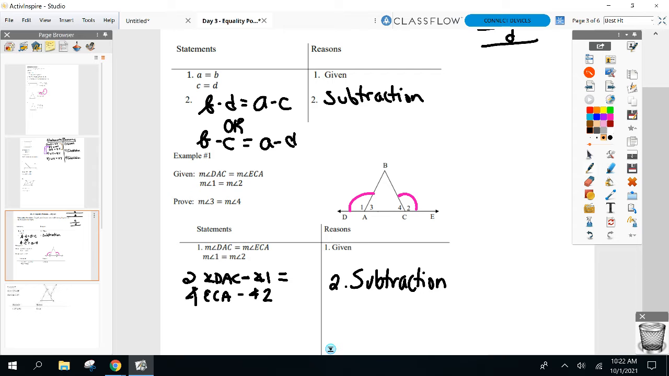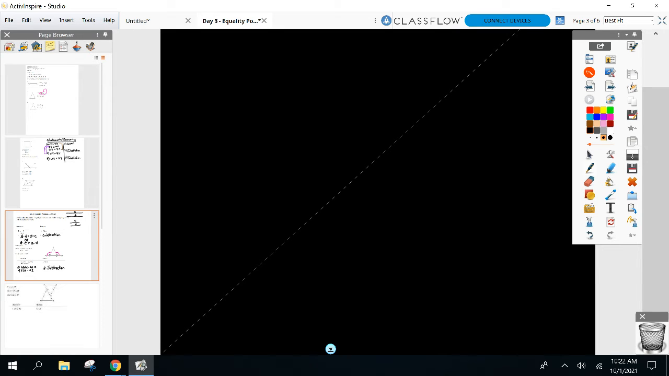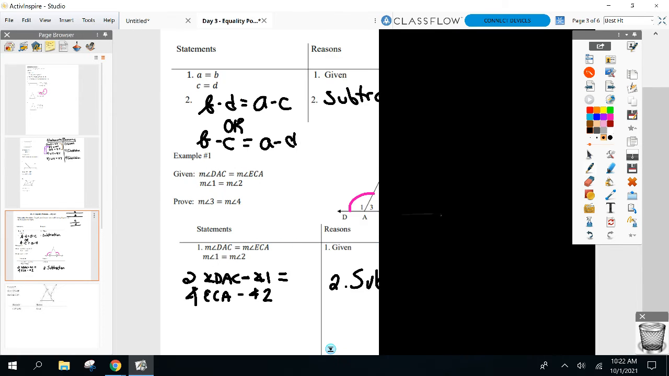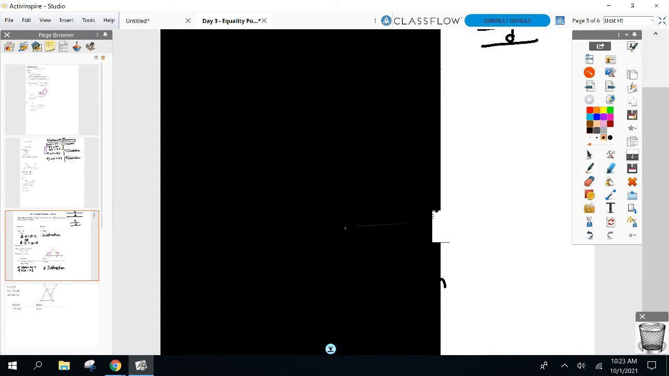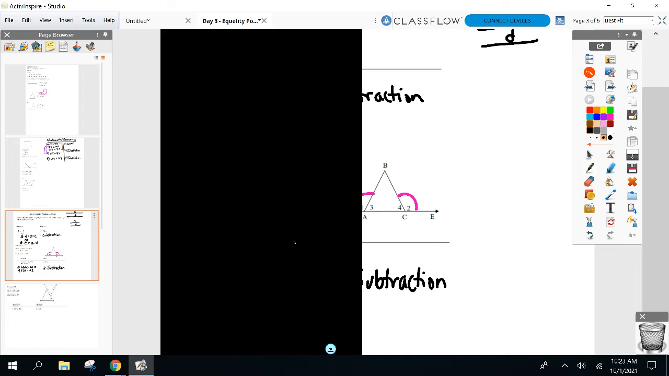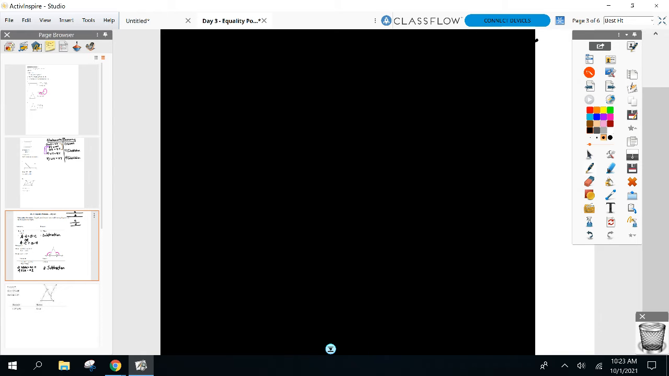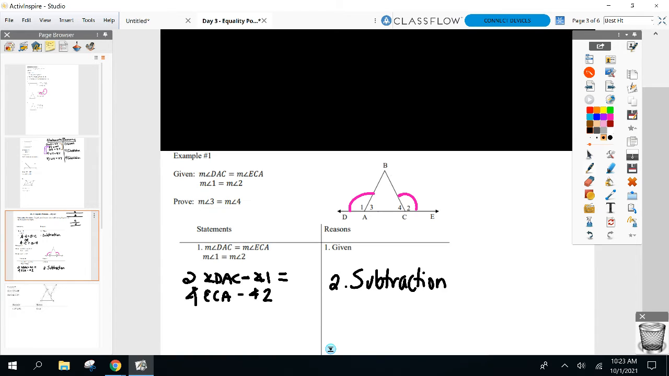If you take DAC and subtract angle 1, let me do that. This is kind of corny visually, but ready? If you take angle DAC, I gotta go over here, and subtract angle 1. Bye-bye, angle 1. What's left? Angle 3. Yep. So step 3, angle 3 is equal to angle 4.